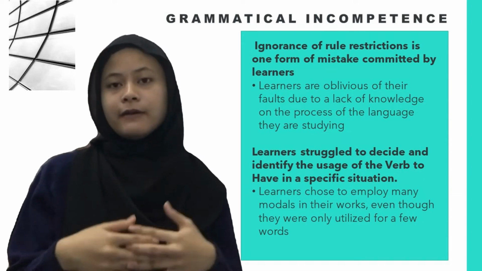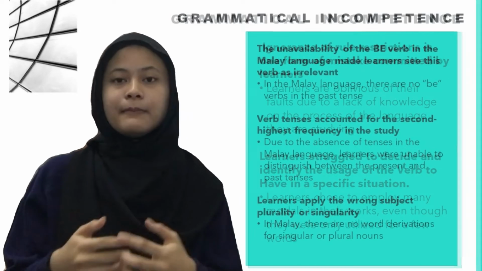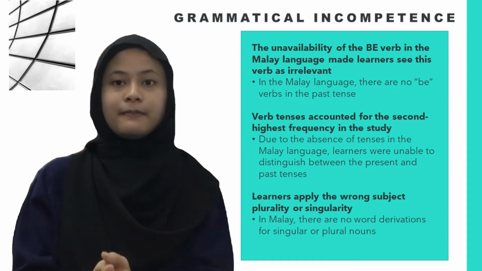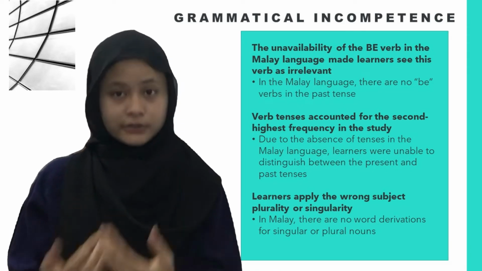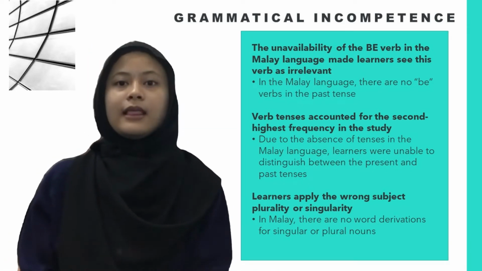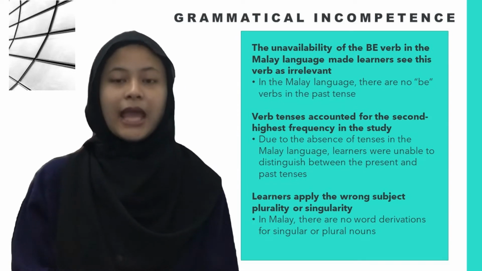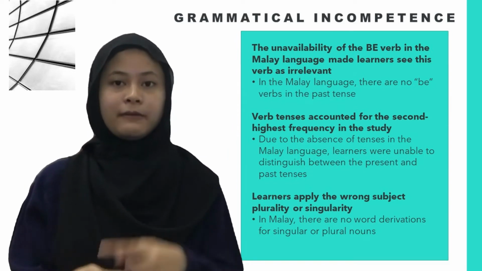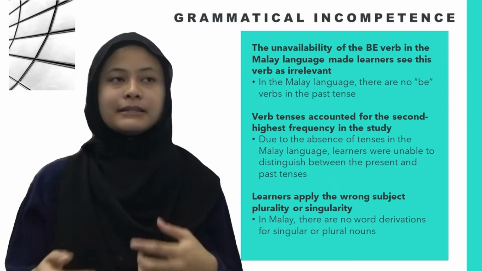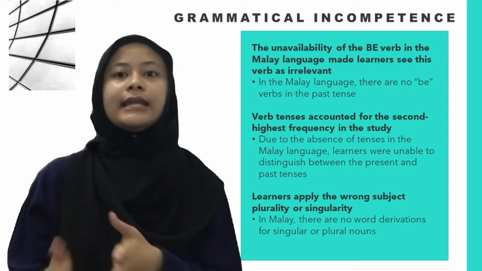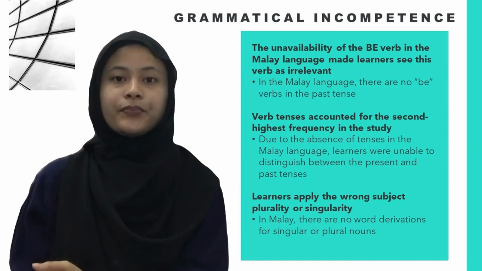Next, the unavailability of the be verb in the Malay language made learners see this verb as irrelevant, and as a result, they often omit this verb from the sentence. In the Malay language, there are no be verbs in the past tense that must be added to each word to indicate that something occurred in the past.